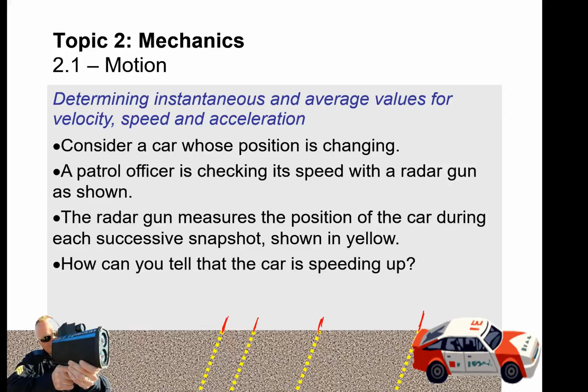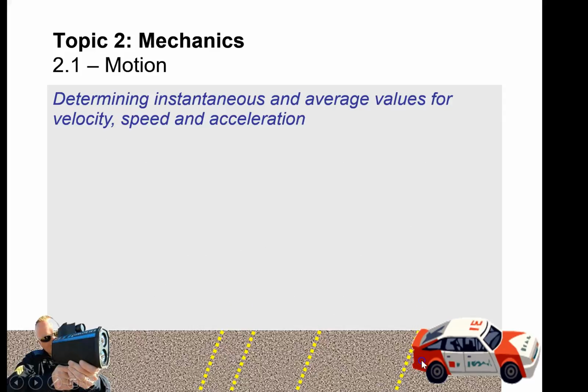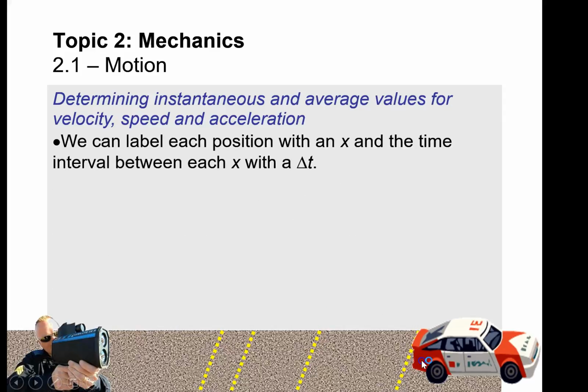Moving forward, the car is speeding up. And we can say that the car is speeding up because the distance between consecutive readings, the distance between the consecutive yellow lines, is ever increasing. Of course, this means that we are making the assumption that the time between consecutive snapshots always stays the same.